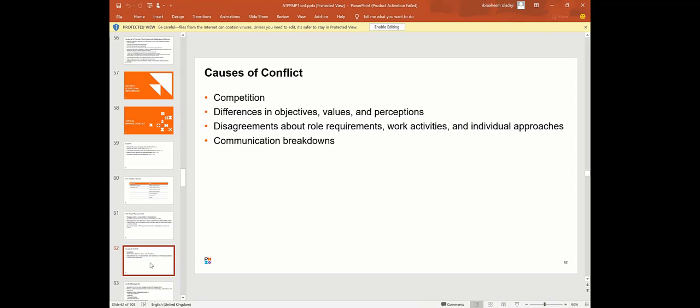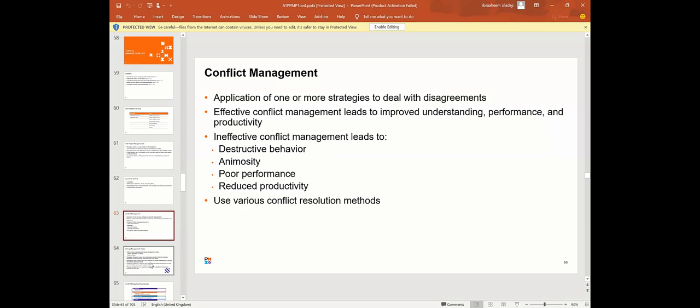So, causes of conflict: competition, differences in objectives, differences in values, differences in perception, disagreement about rules, requirements, work activities, and individual approaches, communication breakdown. All of these things are potential causes of conflict. So, conflict management.